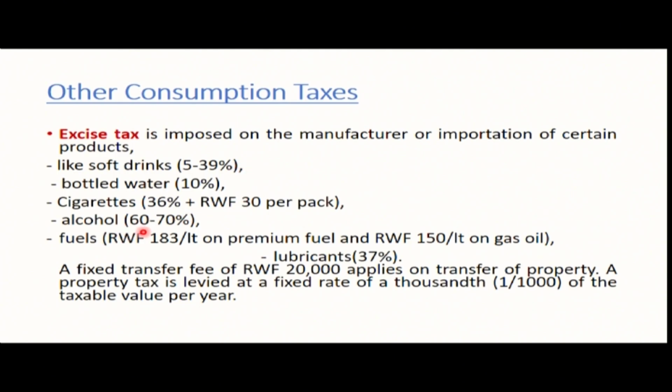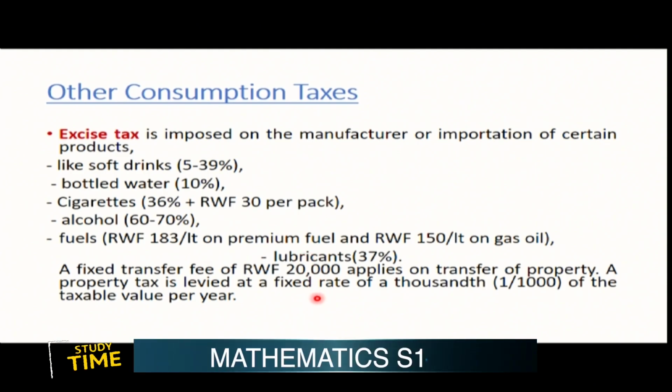And also we have alcohol. It's between 60 and 70. That's the money you need to pay for any value added tax on the things taken to the people. And we have fuels. It is all premium fuels, and the gas, oil, and lubricants at 37%. A fixed transfer fee of 20% applies on transfer of property. A property tax is levied at a fixed rate per 1,000 of the taxable value for years.